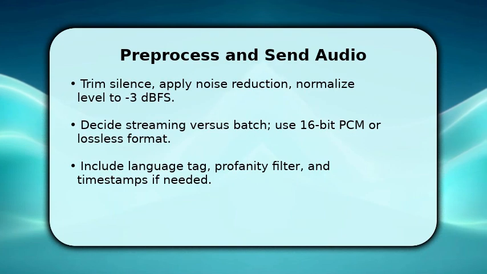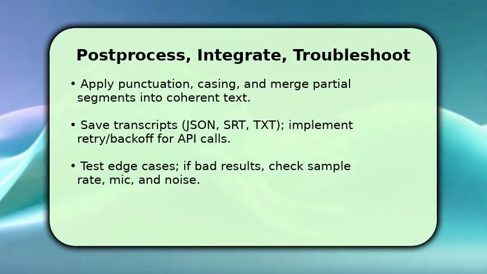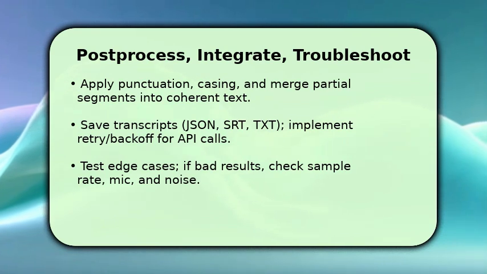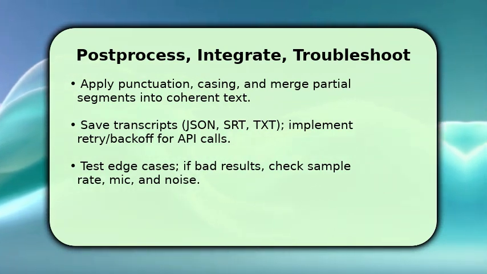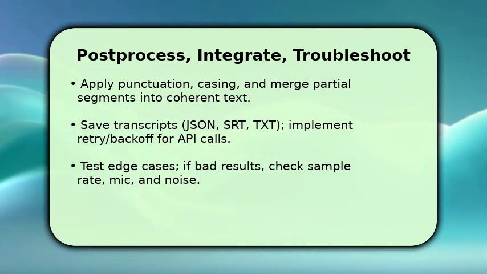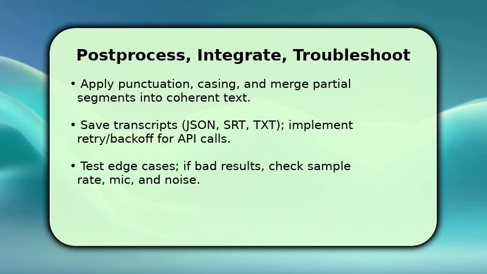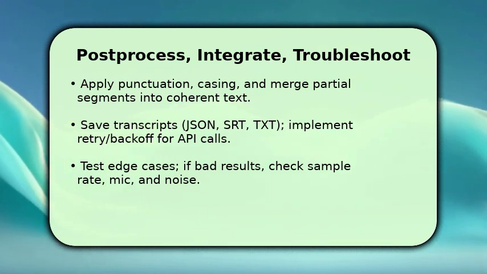Finally, you turn raw results into usable text and integrate them. Take the returned tokens and apply punctuation and casing rules, merge overlapping partial transcripts, and export as JSON, SRT, or plain text for consumers. Implement retry and exponential backoff for network errors and log confidence scores for later review. Test with varied speakers and accents. If accuracy is poor, check the sample rate and microphone, reduce background noise, and verify you use the correct language code. This single check.